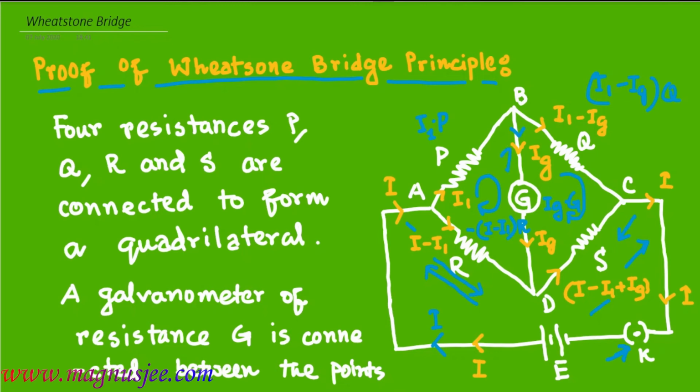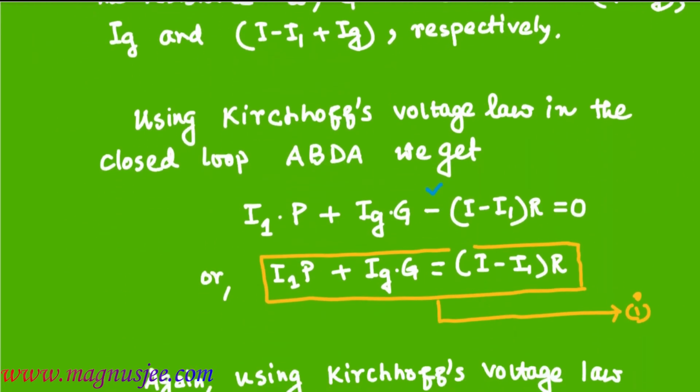The current Ig is flowing along BD, but we are traveling from D to B. That's why Ig into G will be negative. And (I minus I1 plus Ig) into S will again be negative, because the current (I minus I1 plus Ig) is flowing from D to C, but we are traveling from C to D. That's why this potential difference is negative.